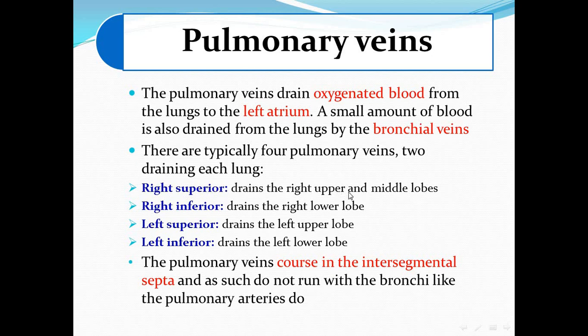The right superior drains the right upper and middle lobes, and the right inferior drains the right lower lobe. On the left side, the superior one drains the upper lobe, and the inferior one drains the lower lobe. The pulmonary veins course in the intersegmental septa, and this point is different from the pulmonary arteries, which go along the bronchi and bronchioles, forming lobes, segments, and subsegments. But the pulmonary veins do not respect these subdivisions. They usually pass intersegmentally.